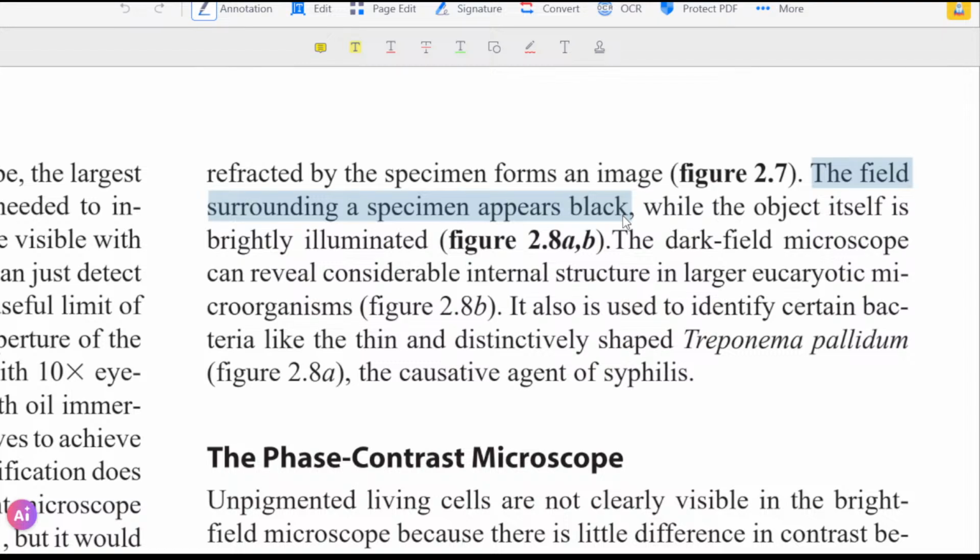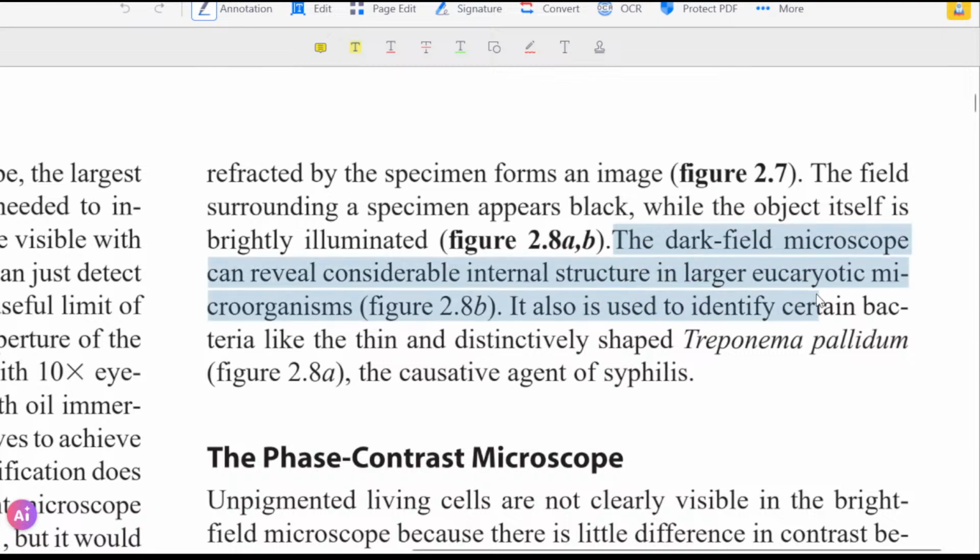Why, when you close your eyes, does it appear black? Because your eyes aren't capturing light, while the object itself is brightly illuminated, right? The dark field microscope can reveal considerable internal structure in larger eukaryotic microorganisms, right? They are saying that we usually use this for internal structure in eukaryotic microorganisms. Guys, for example, yeast. Yeast is a eukaryotic microorganism, and it is a single cell.